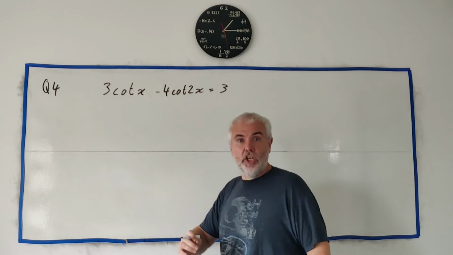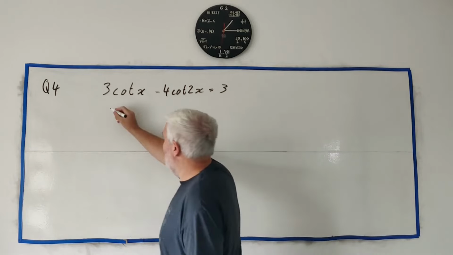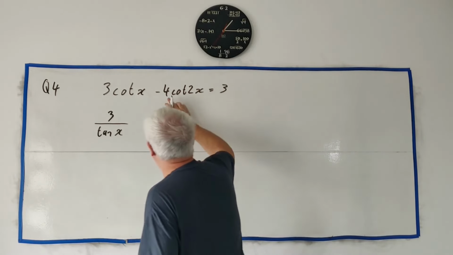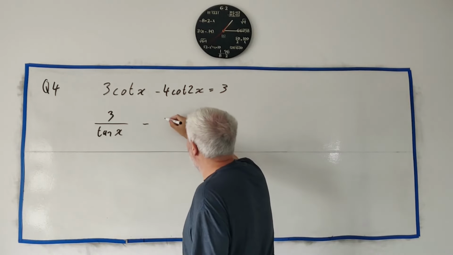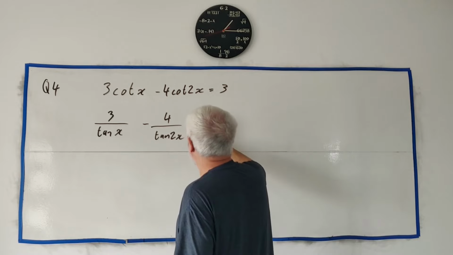How do we get rid of it? Cotan is just 1 divided by tan. That's what I used all the time. So we can rewrite this as 3 over tan x. We can rewrite this one as minus 4 over tan 2x equals 3.